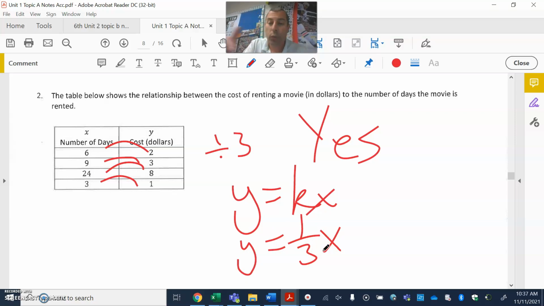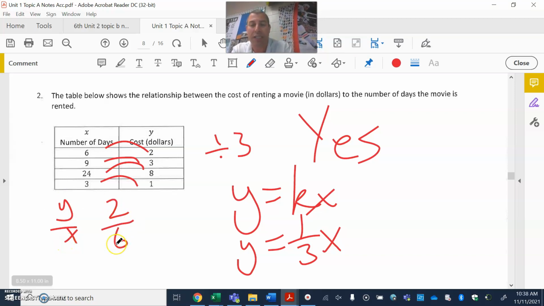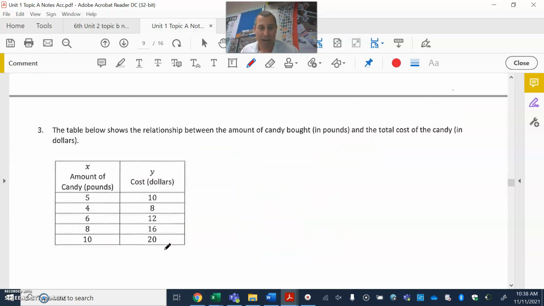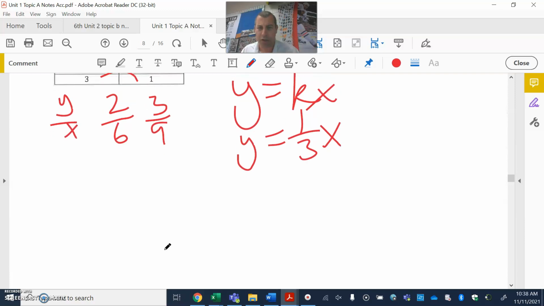All right, what are we doing to get over there? Yes, we're dividing it by 3. And we could use that we always do y divided by x to help us out with that constant. That would be a 2 over a 6, which simplifies to 1/3. A 3 over a 9, which simplifies to 1/3. All right? So a lot of this is blending of ideas together that we're looking at. I think did I go too far? No, I didn't. That's the next one.